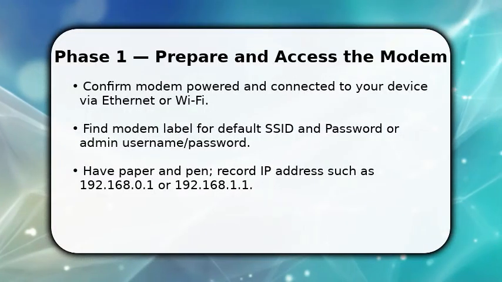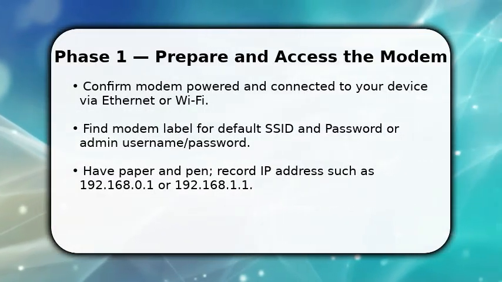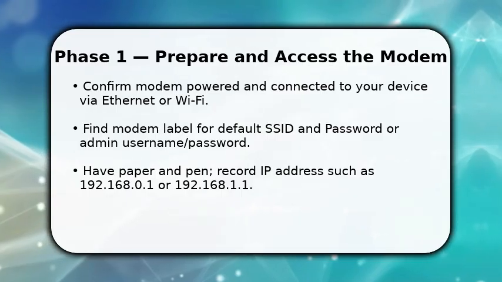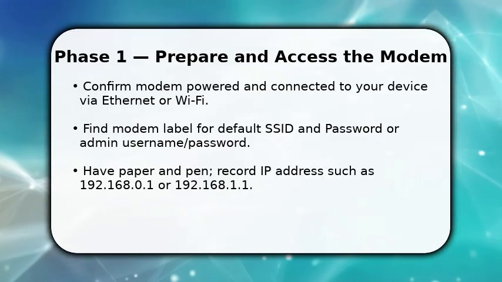To start, power on the modem and plug in an Ethernet cable for a reliable connection. Locate the label on the device. It usually shows a default SSID and password, and sometimes the admin username.